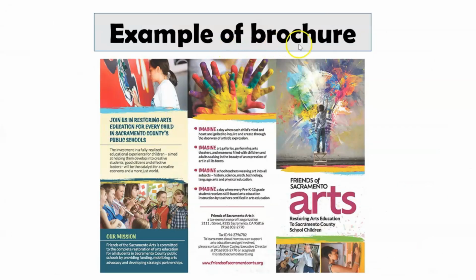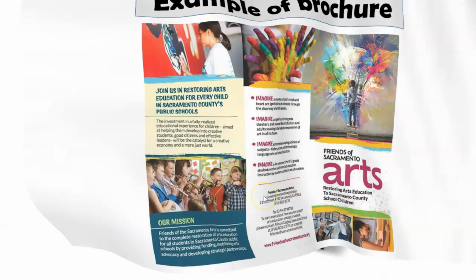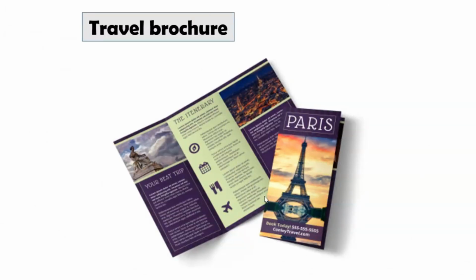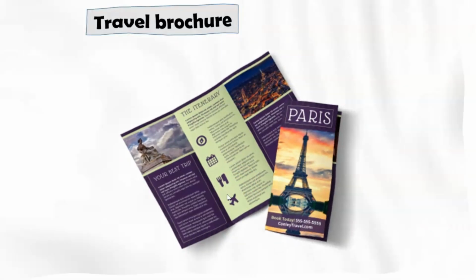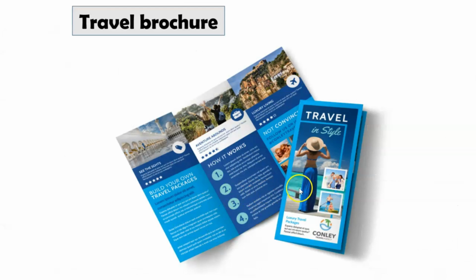Next, examples of brochure are these. Usually it is one paper folded into three, and it advertises something. Like this one, which advertises arts, and some brochures advertise travel or places, travel brochures just like this. So it contains information and facts about the place that you want to advertise. And here is another brochure.